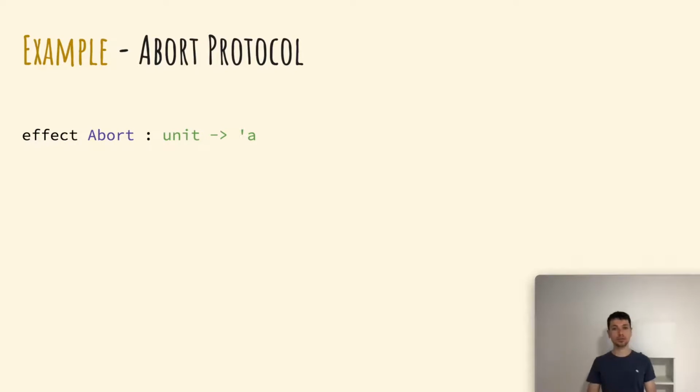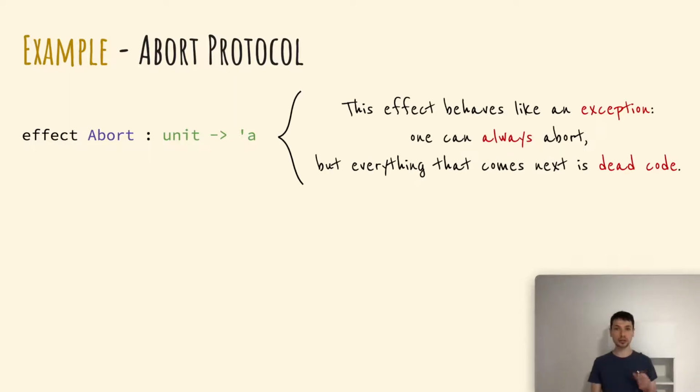Let's see an example of a protocol. So consider the effect abort, and from its type we notice that it behaves like an exception. We can always perform the effect abort, but it can never return. So interaction only happens one way, from client to handler. And what would be the protocol of such an interaction? If you want to figure it out by yourself, feel free to pause the video while I give you a couple of seconds.